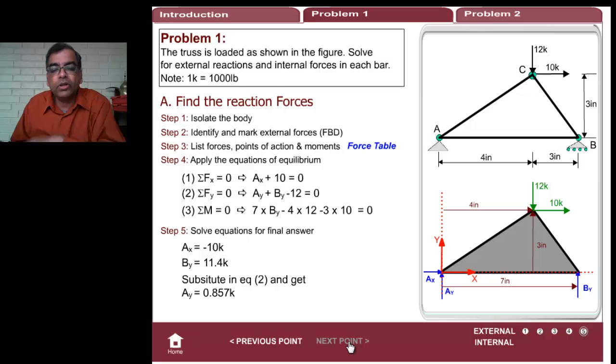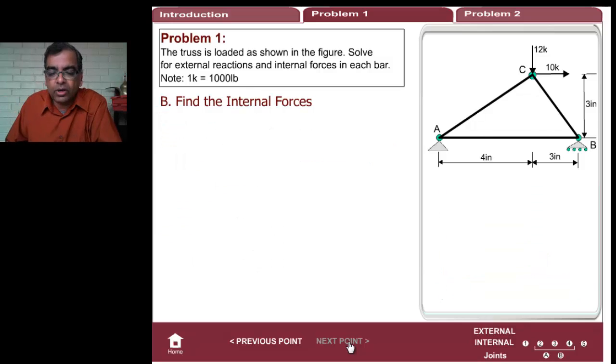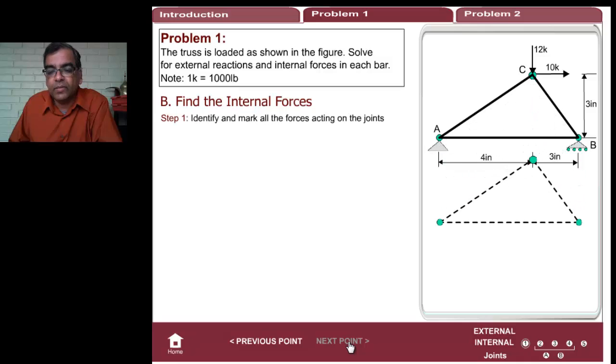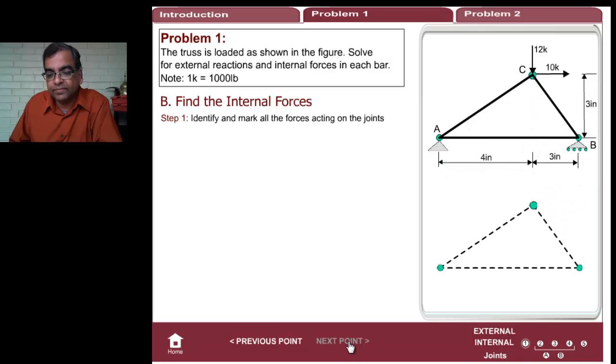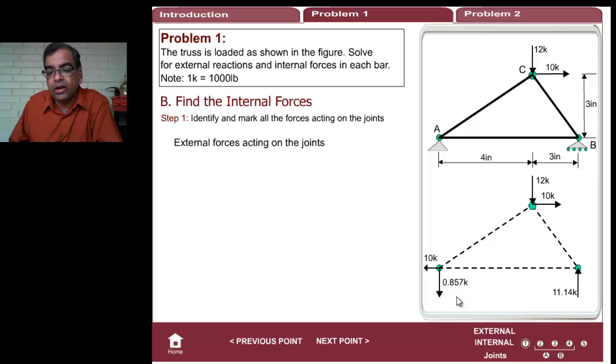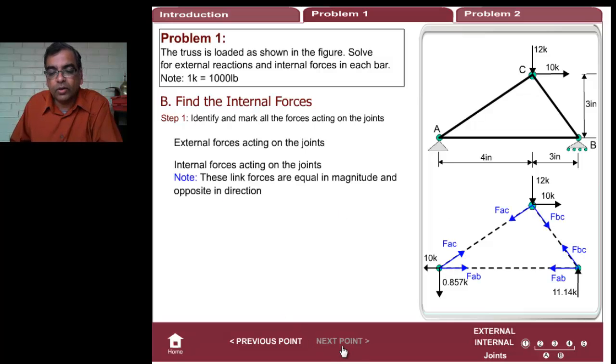Okay, so now that we have finished the outside, we're going to look at the inside. We're going to find the internal forces. So here is my truss. Here are the reaction forces that I calculated. Notice because it was minus 10 I switched the arrow. You don't have to do it, but I've done it here anyway. Because it was minus 0.857 K, I have switched the arrow. Here it was 11.14 K, I've put it. These are the external forces. Now let's look at the internal forces.